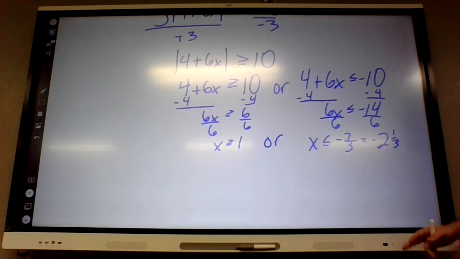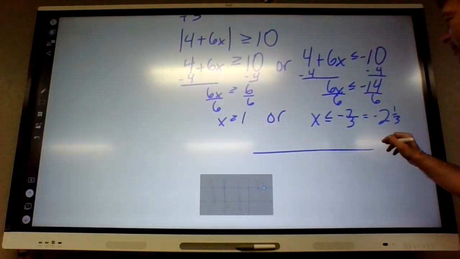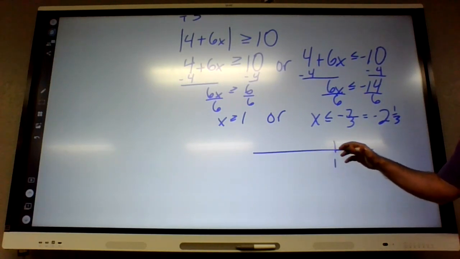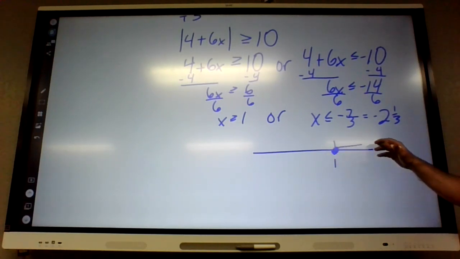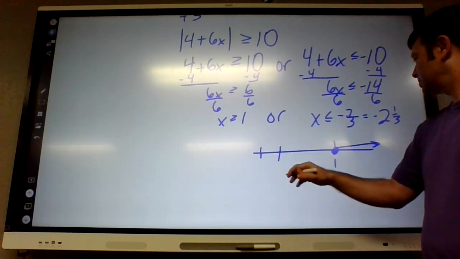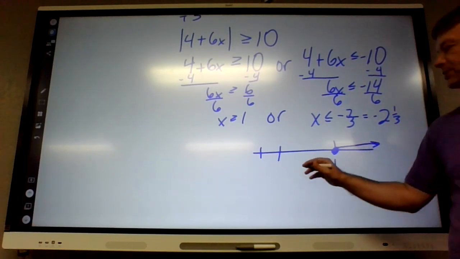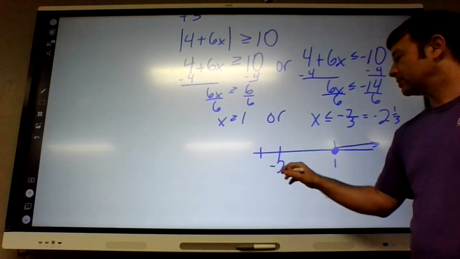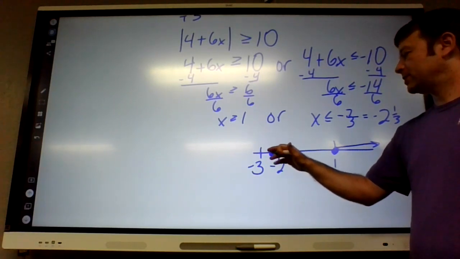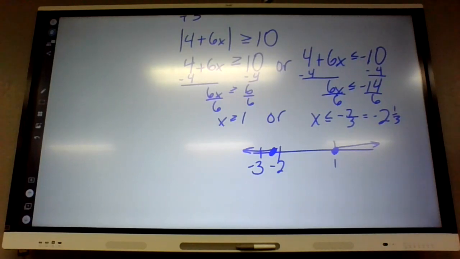See. Okay. So it's greater than or equal to 1, so that would be this, or less than or equal to negative 7/3, which turns into negative 2 1/3. You have to turn it to a mixed number so you can graph it. Yeah. My bad.